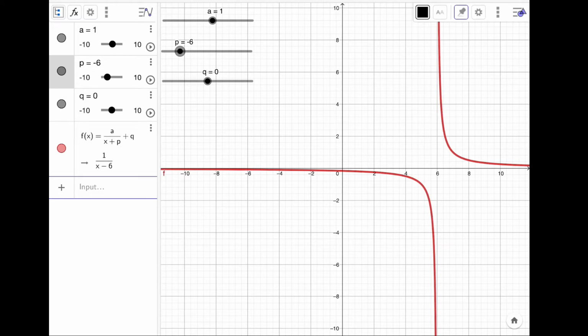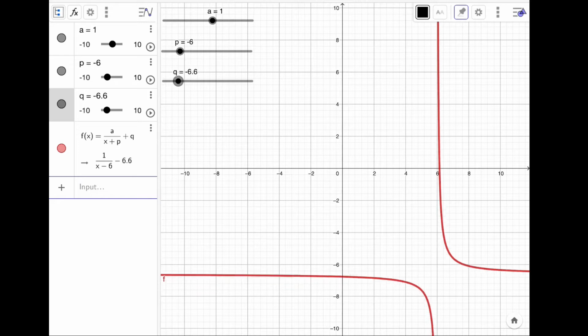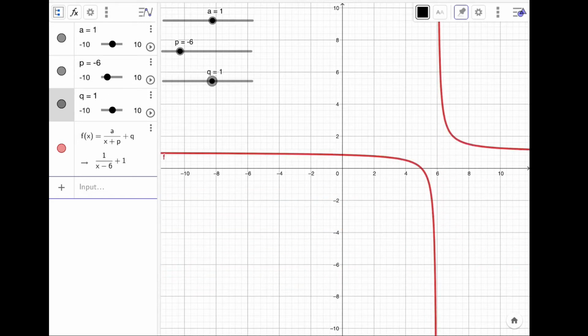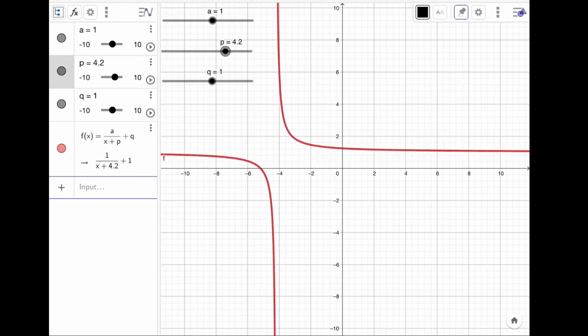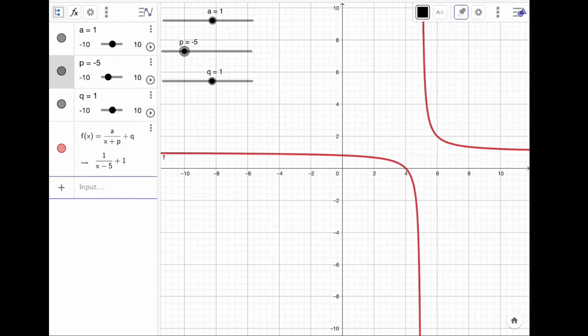And I'm sure you saw this with your parabola also. So remember, your Q value shifts it up and down, and is very much, if I make it a positive Q, it moves up so many places. If I make it a negative Q, it moves down so many places. Whereas with P, if I make it positive, it moves left, and if I make it negative, it's moving right.